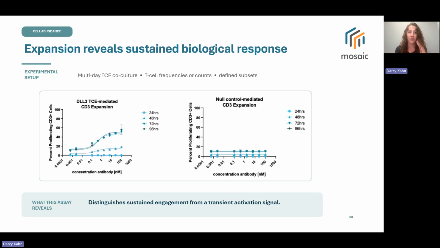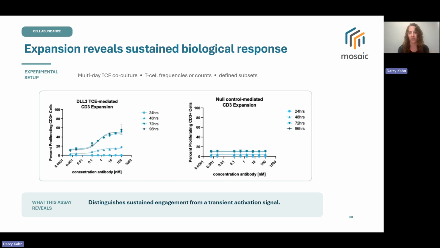Okay, moving on to expansion. So this is about whether sustained engagement actually translates into more T cells over time, not just more activated T cells. So what we do here, as you can see in the data, is we run multi-day co-cultures and we quantify T cell frequency or counts by flow cytometry across defined subsets. So here you can see we had readouts at 24, 48, 72, and 96 hours.